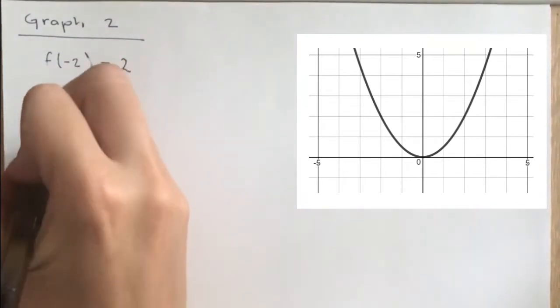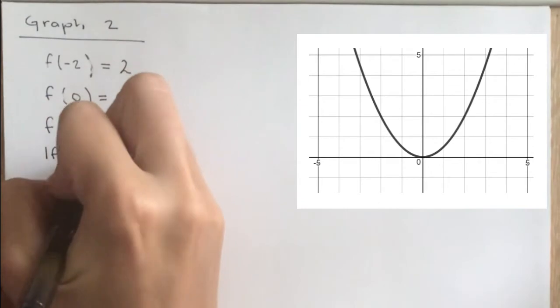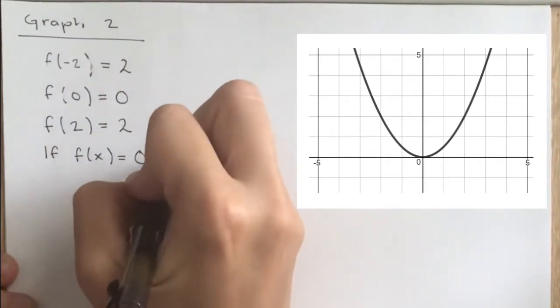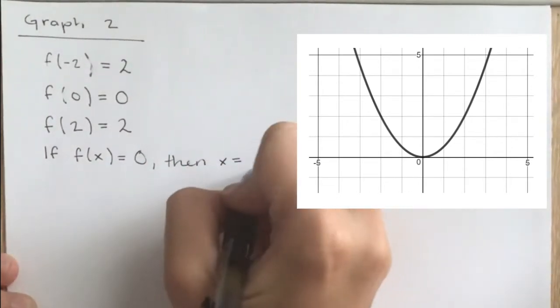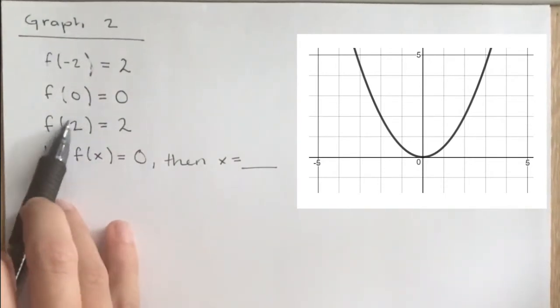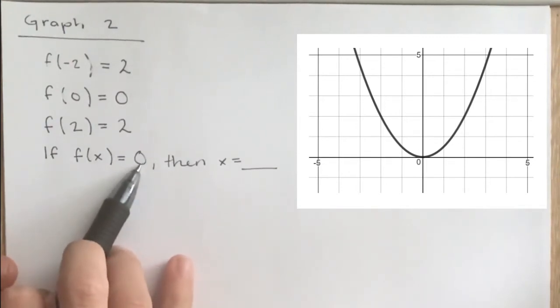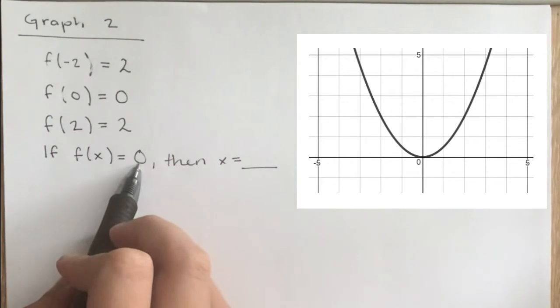The last question here is, if f of x is 0, then x equals what? So here, instead of being given x, right, instead of replacing x with something, we've replaced y. We know what y is, we know what our output is. We're trying to figure out what x value will give us a y value of 0.